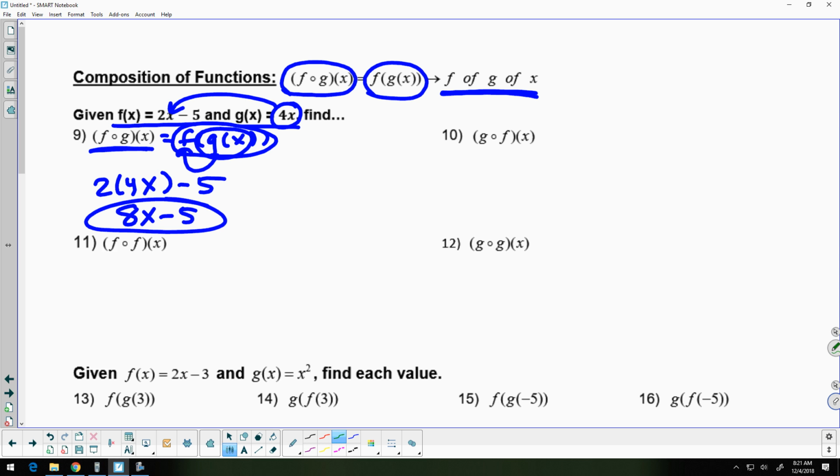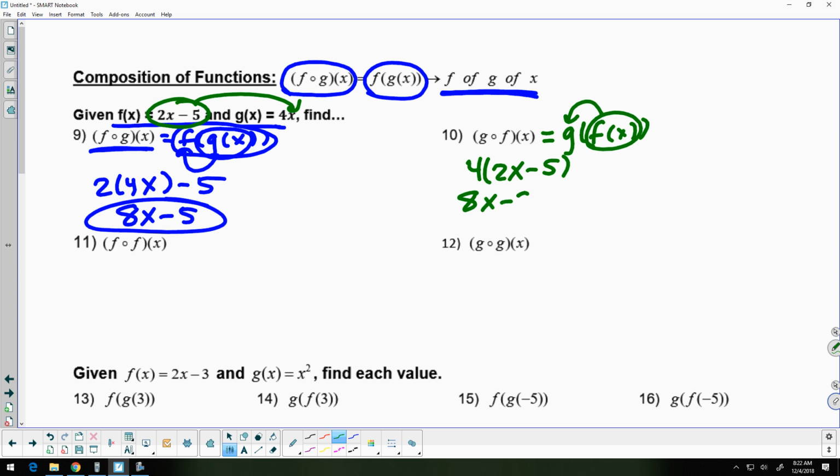Okay, so moving on to the next one. Now we're doing the opposite. Now these two are flipped. So we're doing g of f of x. So now we're taking f of x and plugging it into g. So doing this just vice versa. Flip it around. Now I'm taking all of 2x minus 5 and plugging it into this x. So f gets plugged into g. So I'm going to have 4 times 2x minus 5. And now to simplify it, just distribute, and you'd have 8x minus 20. And there's your answer.